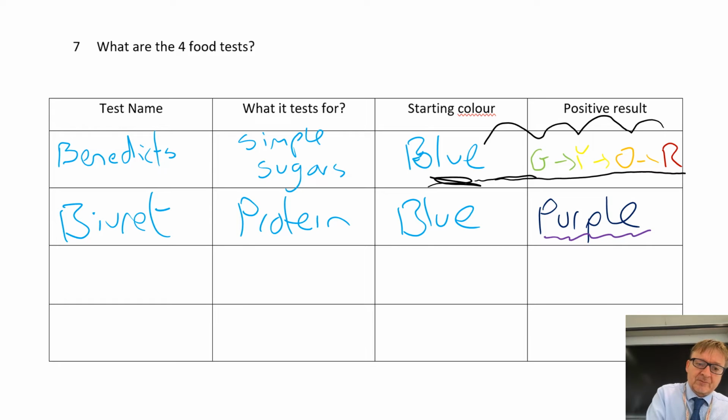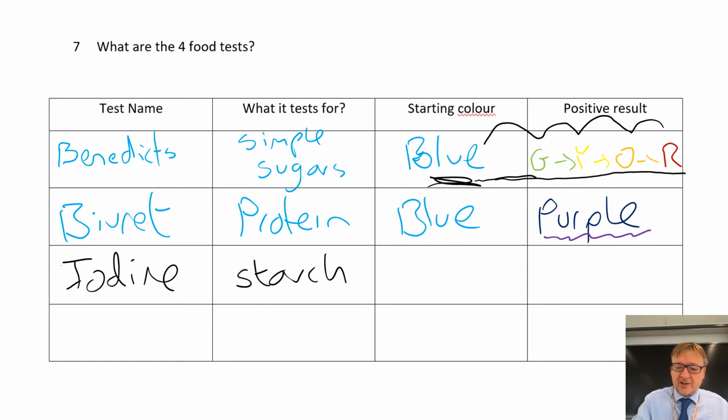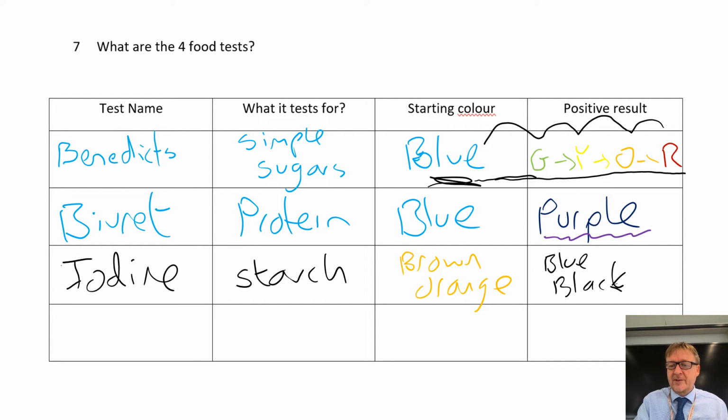Iodine. The next one is the iodine test, and what that is testing for is starch. The starting colour is a brown orange colour. It's quite a light brown with an orange tint to it. What it does is it goes blue black. Now to me the actual result always looks black, but if they say it goes blue black, then it goes blue black.